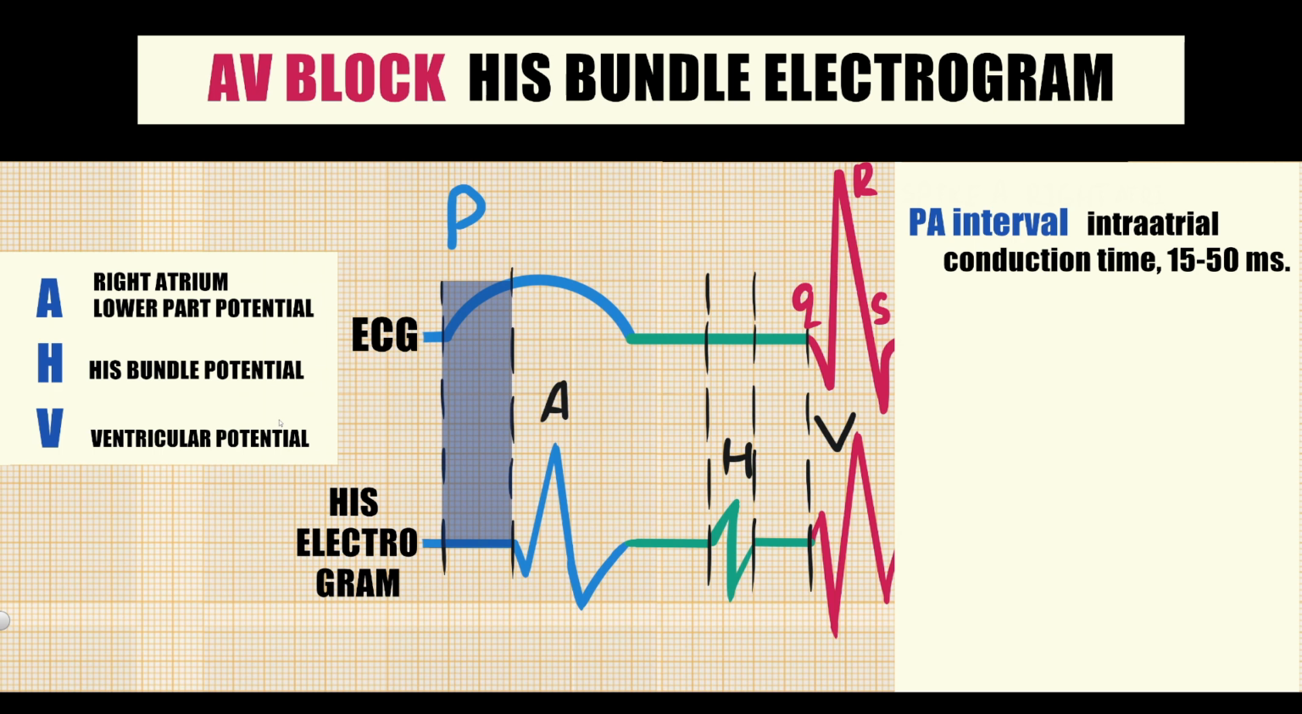PA interval, from the onset of surface ECG P wave to spike A on electrogram. It describes the conduction time from the sinus node to lower part of right atrium. Normally it is in range from 15 to 50 milliseconds.